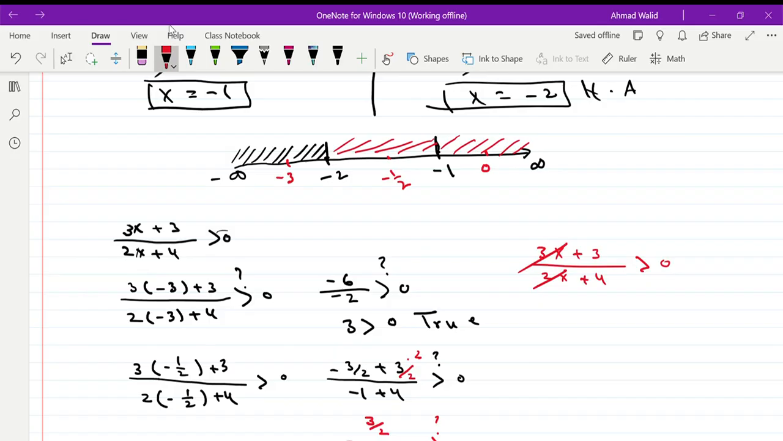Your final solution is this was greater than 0? Yeah. Okay. Your final solution is from -infinity to -2, correct? Union -2 to -1, and union from -1 to where? To infinity.